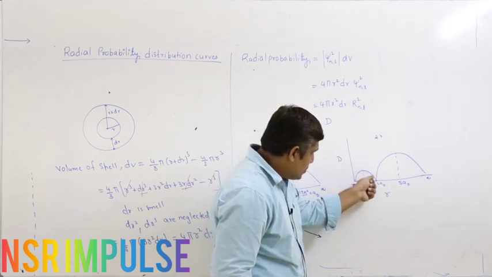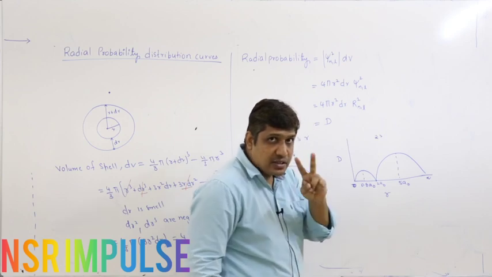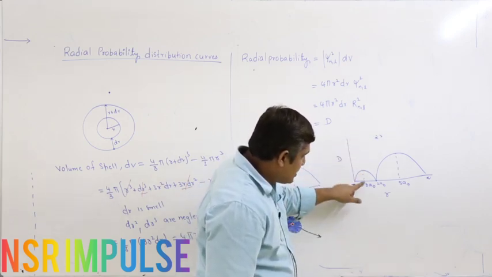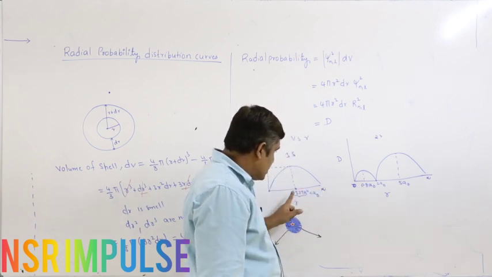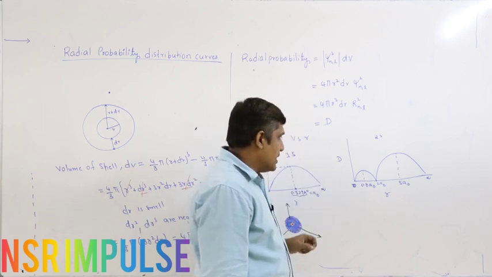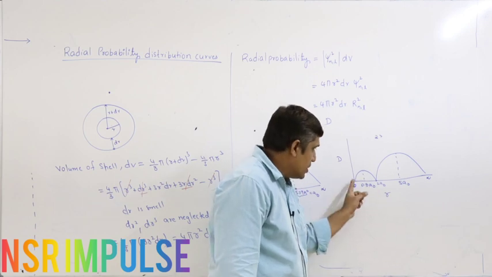You can see two peaks, this is the first peak, this is the second peak. It has two maxima, this is called the lower maxima. The lower maxima is at a distance of 0.8 times a naught, where a naught is 0.529. The first Bohr orbit radius we considered as constant and taken as a naught.